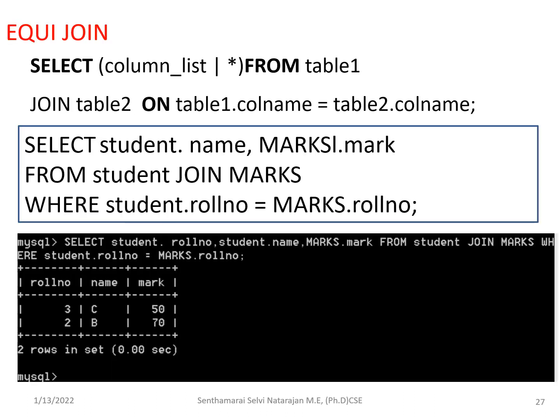Since I have said that equi-join is a type of join, you can also write this equi-join using join as a keyword. This is the same example. I have used it in a different form with join as a keyword. So select the name, marks.